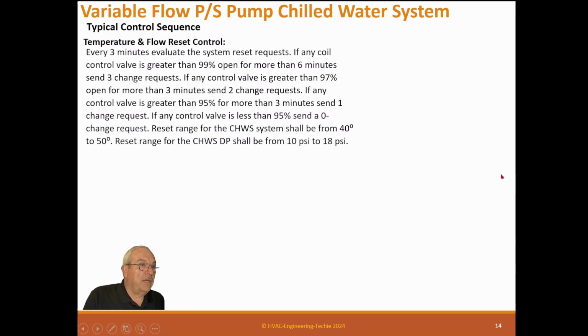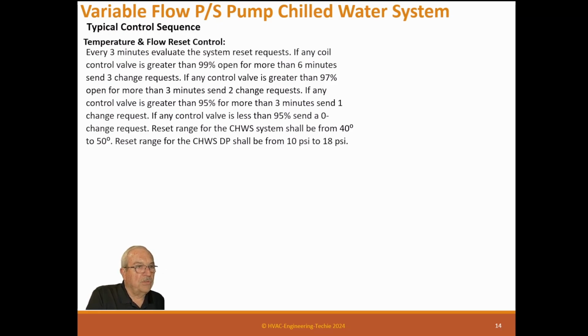So temperature and flow reset control. Here's the sequence that actually does the reset. Every 3 minutes, evaluate the system reset request. If any coil control valve is greater than 90% open for more than 6 minutes, send 3 change requests. If any control valve is greater than 97% open for more than 3 minutes, send 2 change requests. If any control valve is greater than 95% for more than 3 minutes, send 1 change request. If any control valve is less than 95%, send 0 change requests or none.